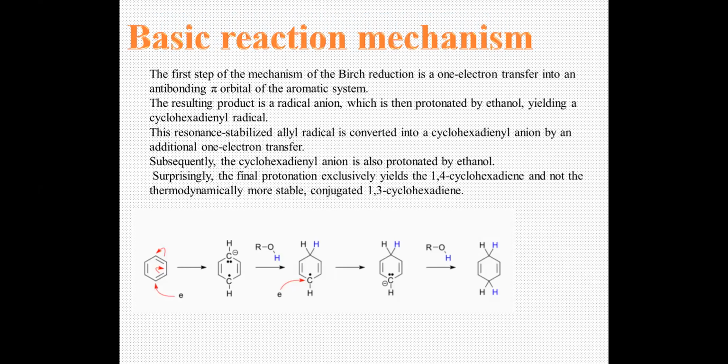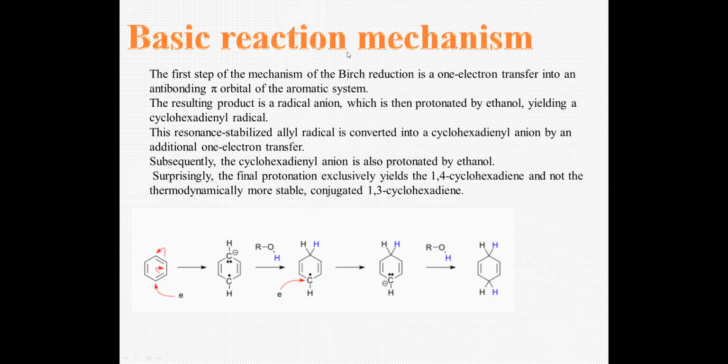What is the basic mechanism? So what is the first step of the basic mechanism of your Birch reduction? There is a single electron transfer into an anti-bonding pi orbital of your aromatic system. So one of the electrons goes into your anti-bonding orbital of your aromatic system. So this results in formation of a radical anion. So if you see, a single electron gets transferred over here.